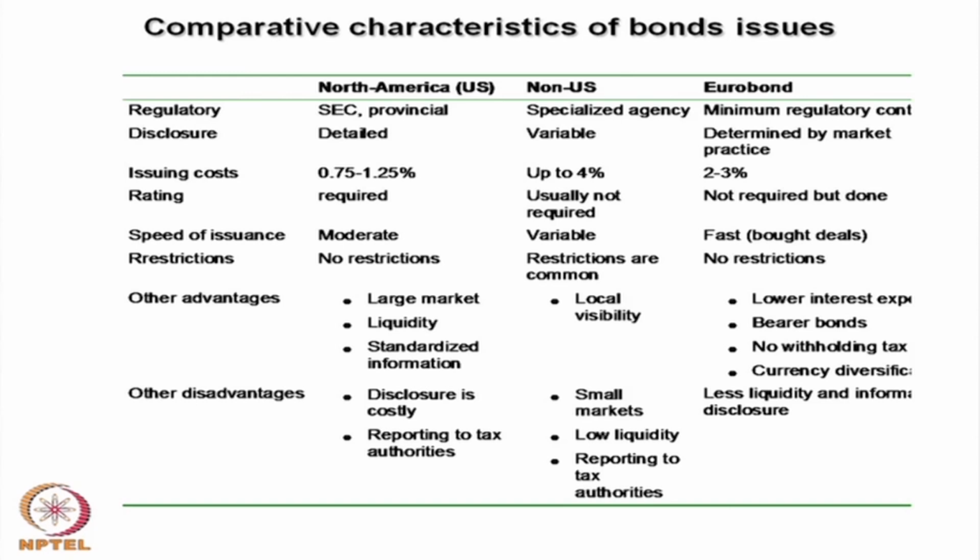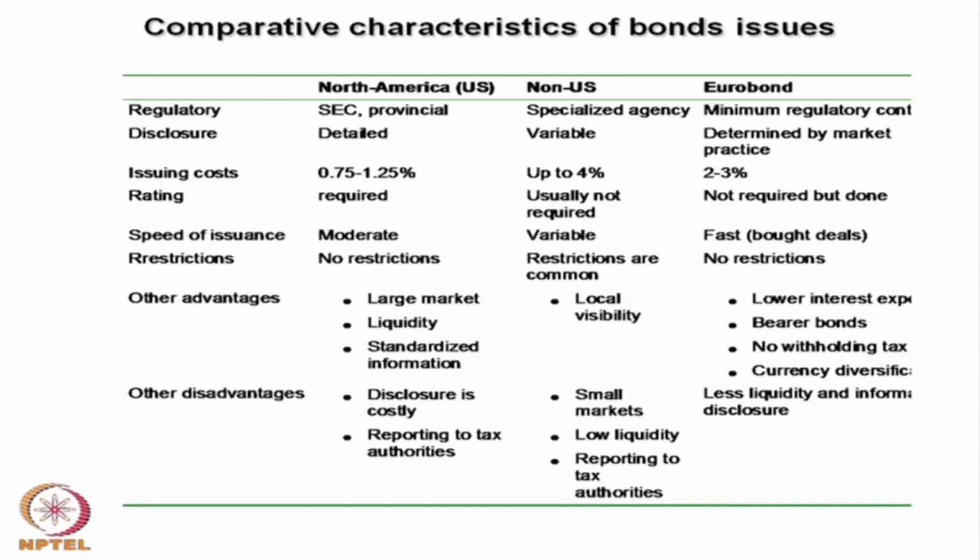But there are also advantages and disadvantages. In North America, the US side is a large market, a highly liquid market, with standardized information available, and these are the advantages for the US and North America side. In non-US Latin American countries, it is a localized market, and feasibility depends on market-to-market differences. In the Eurobond market, the interest rate is low, bearer bonds are available, and there are no withholding taxes or double taxation.